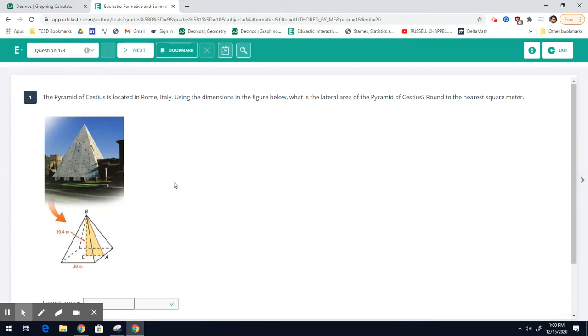Okay, so 3 problems here. It says the pyramid of Cestius is located in Rome, Italy. Using the dimensions in the figure below, what is the lateral area of the pyramid of Cestius? Round to the nearest square meter.